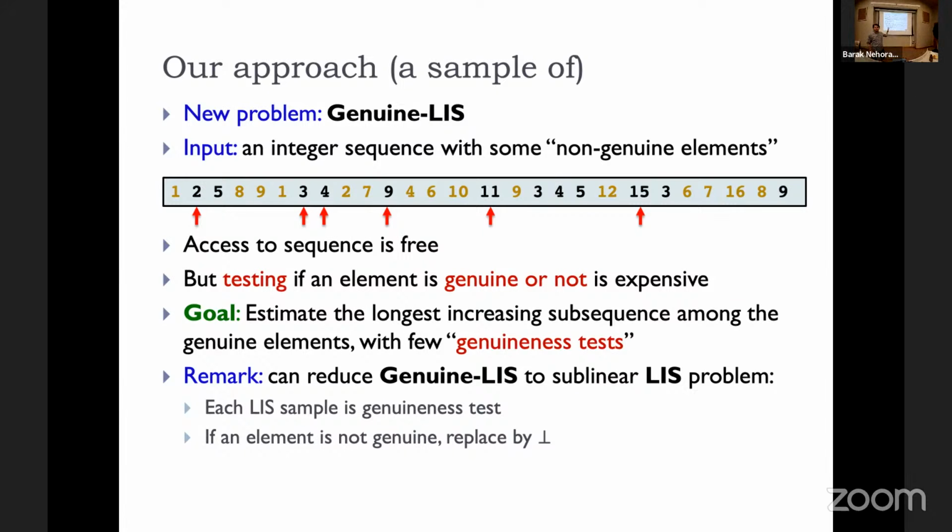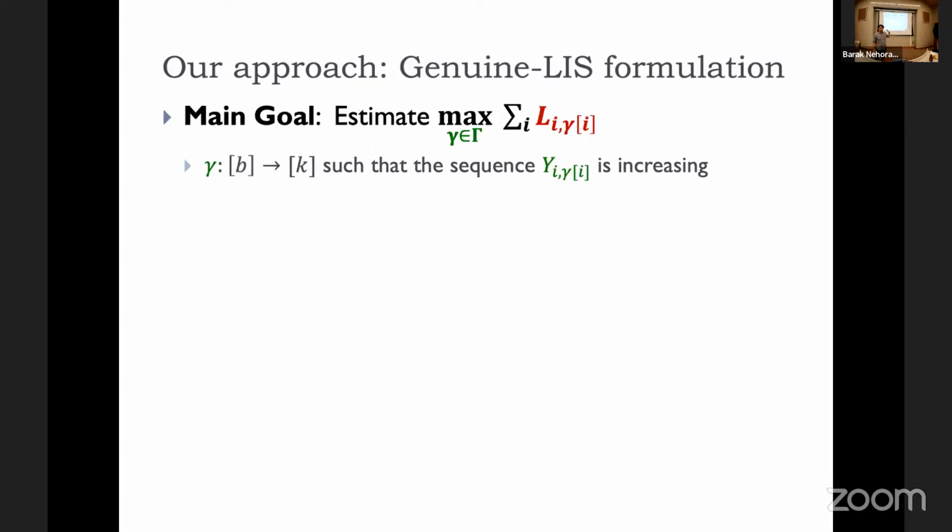Okay, so this is the model. Clear so far? All right, so let's see how it connects to our approach to the LIS problem. Remember, for the LIS problem, we need to estimate this quantity, right? The maximum over all global alignments of the summation of the local alignments.